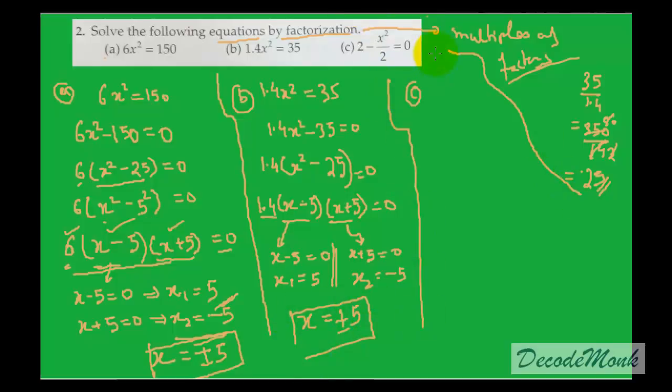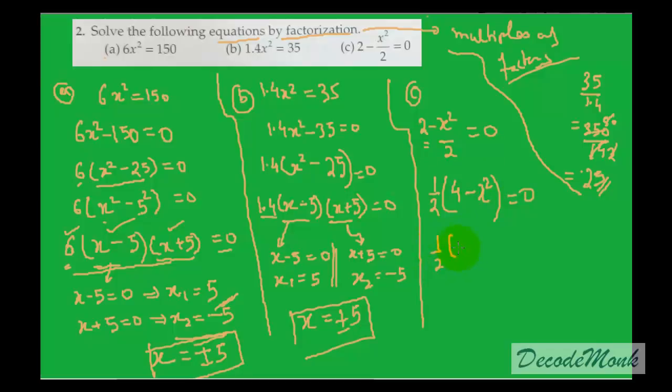Now the third question. It seems to be pretty tricky. 4 minus x square upon 2 equal to 0. In such type of question, always try to take out the term which is getting multiplied with the variable terms. So take out 1 upon 2. So this is going to be 4 upon 2, which is 2. So this is 1 upon 2 into 2 minus x square equals 0.